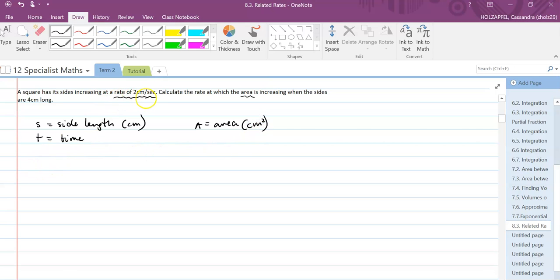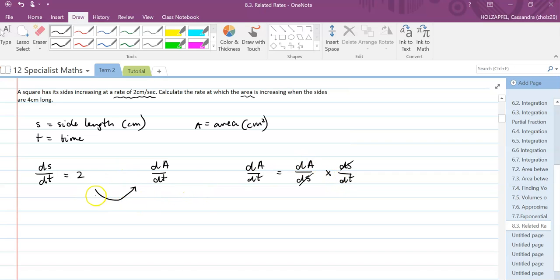Okay, so this rate here is 2 centimeters per second. So we can write the change in the side length per change in time will be equal to 2, so ds/dt is equal to 2. We need to find the rate at which the area is increasing, so we need to find dA/dt. We need to find a rate that is going to relate these two terms, and we're going to do that with the chain rule again. So dA/dt is going to be equal to dA/ds multiplied by ds/dt. And then these two ds terms are going to be removed, and we're just going to have this expressed in terms of the area and of time.